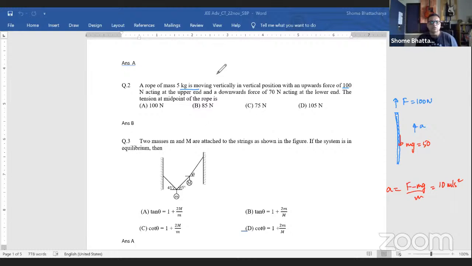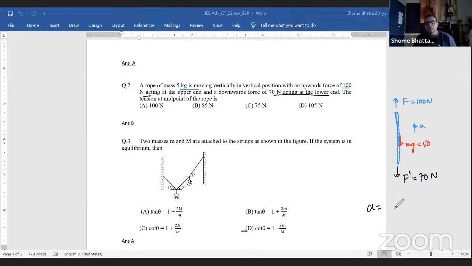Oh, sorry. There's also a downward force. My mistake. So we have to change this. There is also a downward force acting on it. So there is a 100 newton force at the upper end, and there's also this F prime, so 70 newton. So its acceleration is different. It is going to be 100 minus mg minus 70. Okay, so it's going to have a downward acceleration.